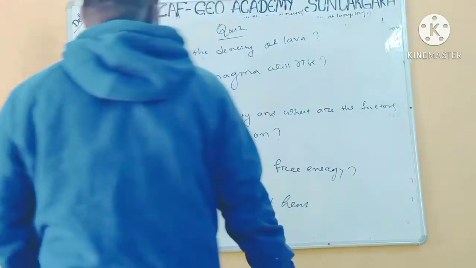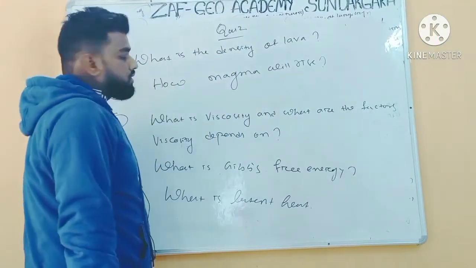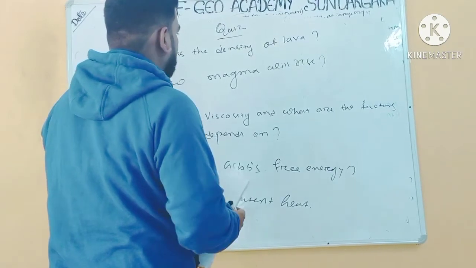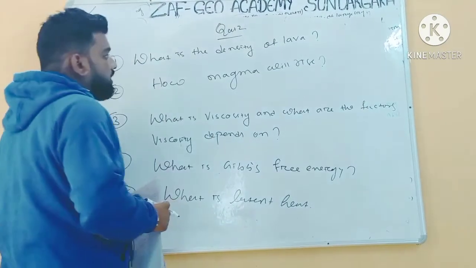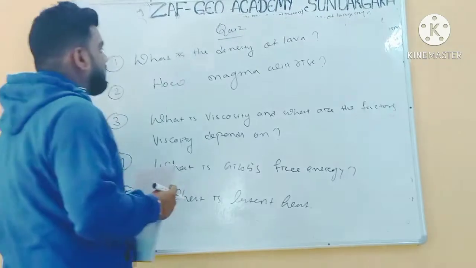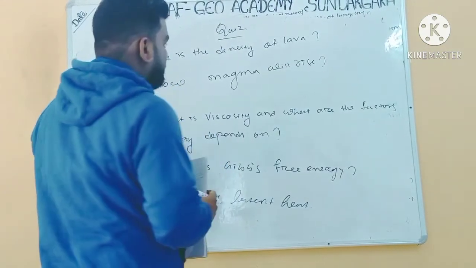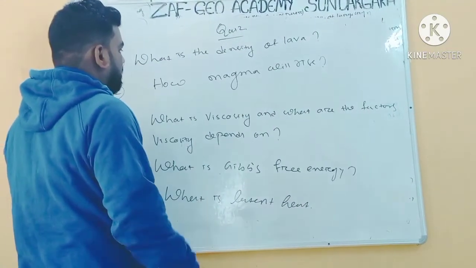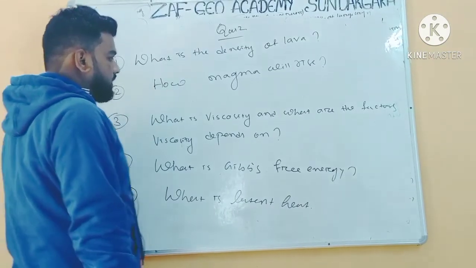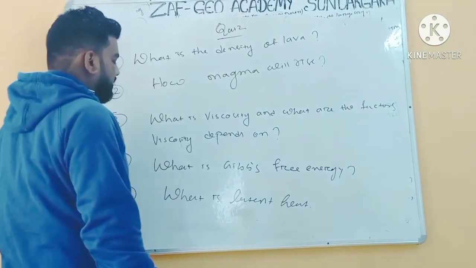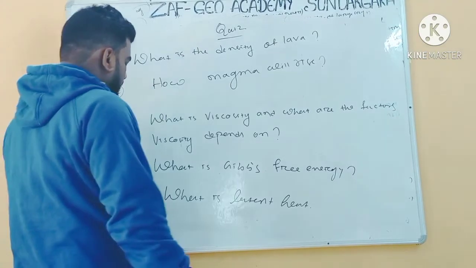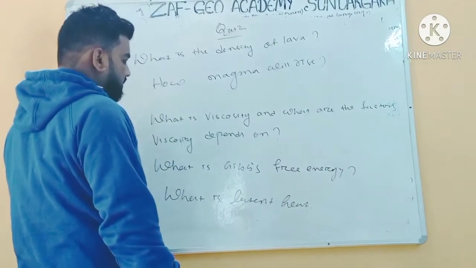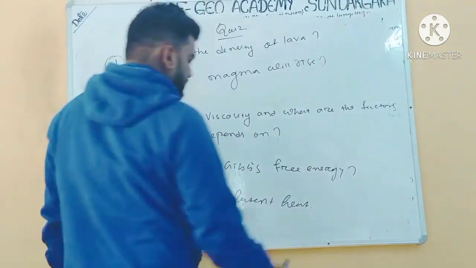Now, I have given five important quiz questions here. You have to do it by yourself and send me the answer in my Telegram channel. The first question is: what is the density of lava? Second: how will magma rise? Third: what is viscosity and what are the factors that viscosity depends upon? Fourth: what is free energy? And fifth: what is energy?